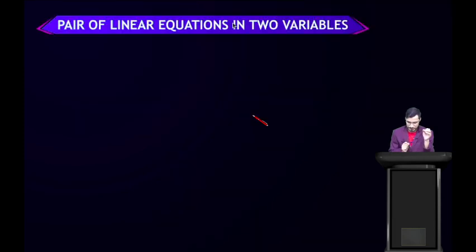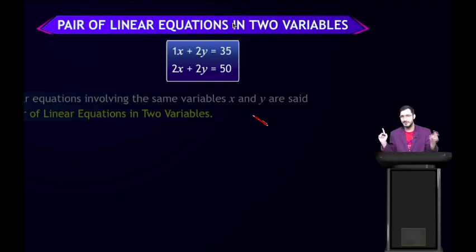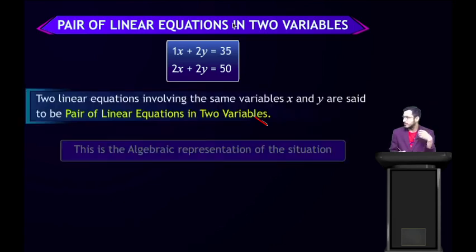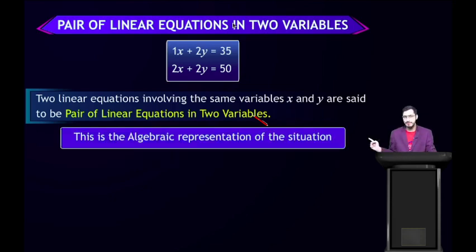Okay students, so today we will learn how to solve a pair of linear equations in two variables by using different methods. Here, a pair of linear equations in two variables. You can see here that we have two equations: x plus 2y is equal to 35 and 2x plus 2y is equal to 15. So two linear equations involving the same variables x and y are said to be a pair of linear equations in two variables. Okay, yes, this is the algebraic representation of the situation.